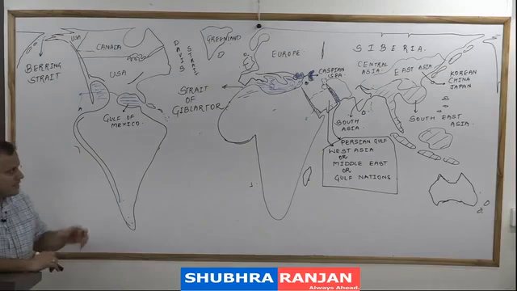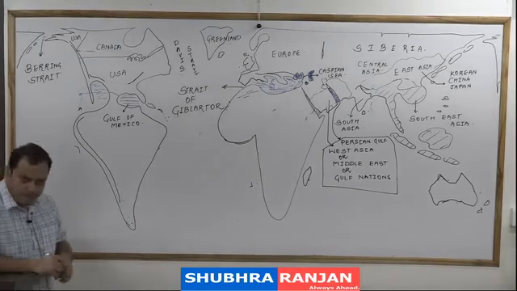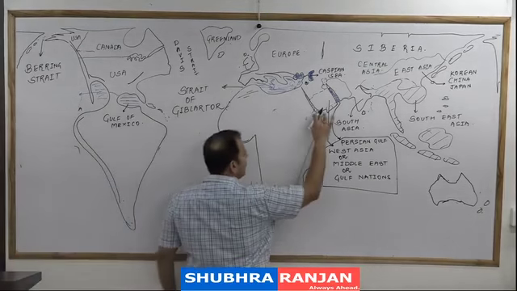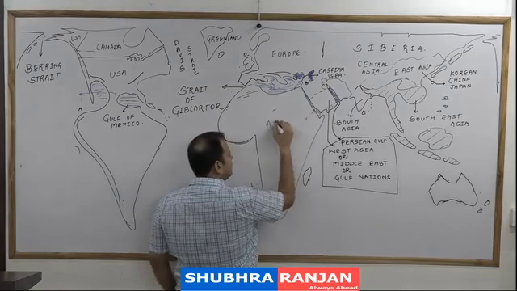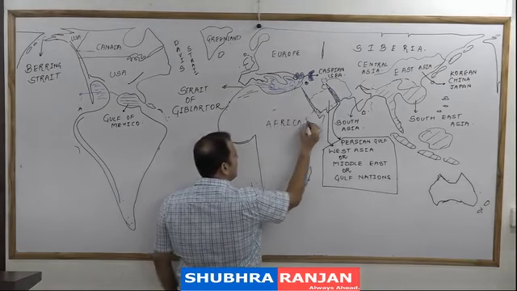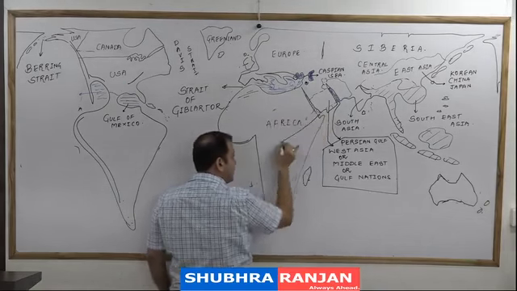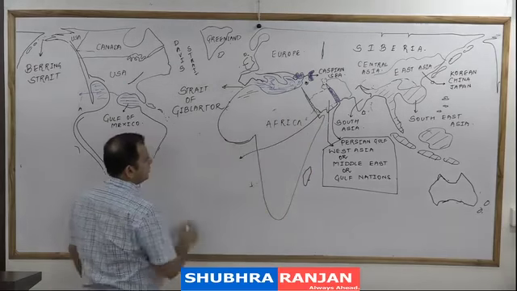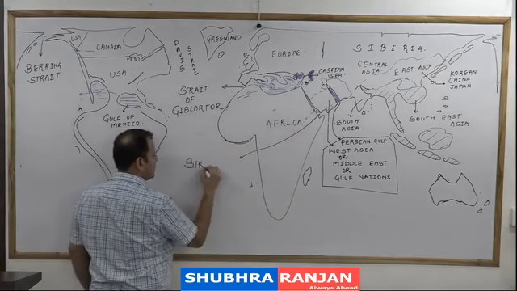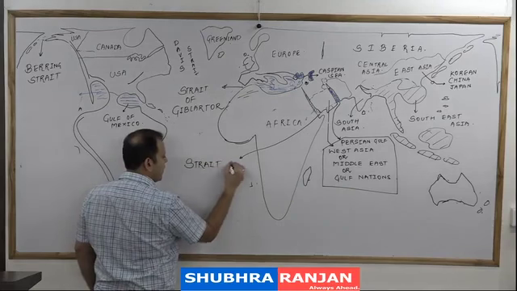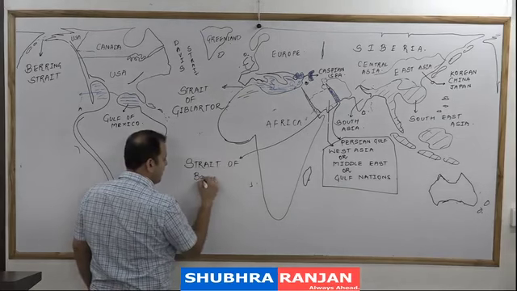Now, when we see the map of Asia, सबसे पहले, this is Africa and this is Asia. Can you tell me the name of this strait which is very famous? This is the Strait of Bab al-Mandab.